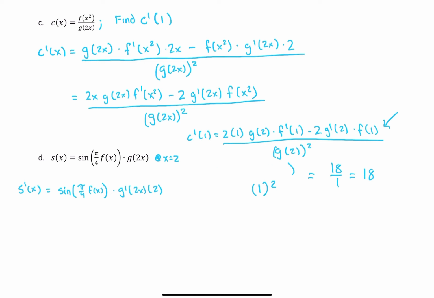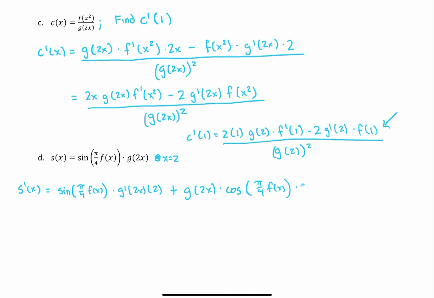I need some more space. So then we're going to have plus g of 2x multiplied by the derivative of sine pi over 4 f of x. Well, the derivative of sine is always going to be cosine. So cosine pi over 4 f of x, but then multiplied by the derivative of the inside. And the derivative of pi over 4 f of x is pi over 4 f prime of x. And that is it.